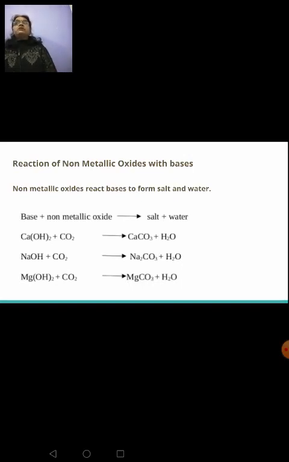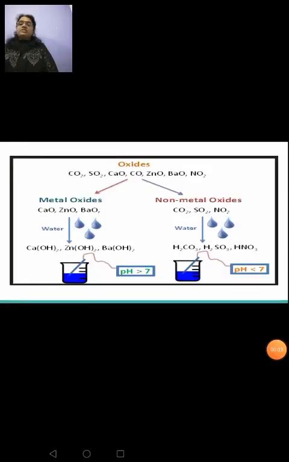So whenever a base reacts with non-metallic oxides to give you salt and water, it means these non-metallic oxides should be an acid, or should be acidic in nature. Clear to you? Okay, just now I told you that metal oxides are basic in nature and non-metallic oxides are acidic in nature. Why is it so? We'll discuss now. I have given a few oxides here like carbon dioxide, sulfur dioxide, zinc oxide, carbon monoxide and all. From this group I have divided them into metal oxides and non-metallic oxides.